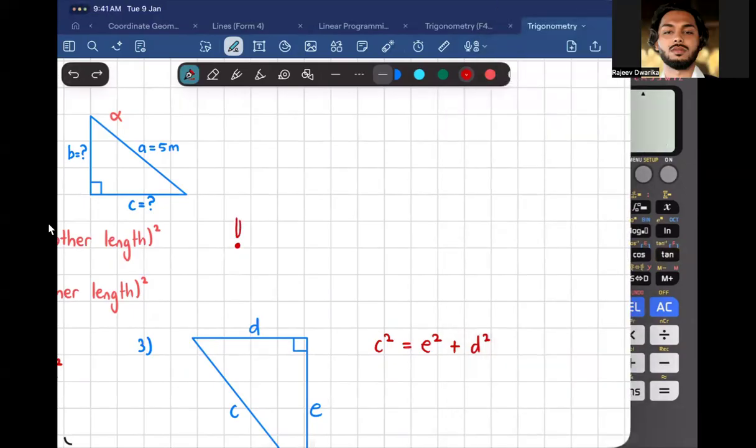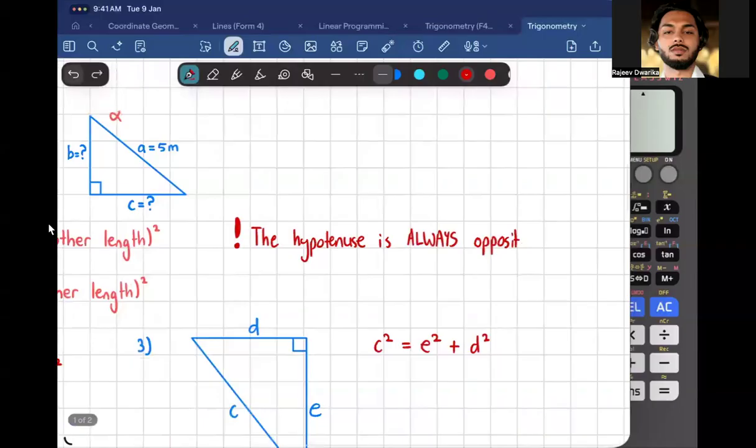Yes, I understand why you got a different answer now, right? The hypotenuse is always the side opposite the right angle.